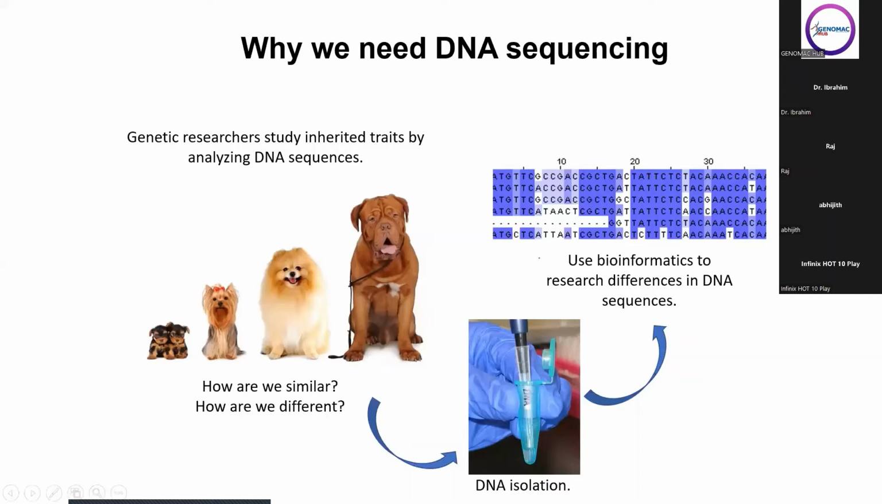If you see on the left side, there's a variety of dogs. We want to understand the difference between these Poms and these Labrador or German Shepherd. To understand the differences and similarity, we need to isolate the DNA and do the sequencing. After that, we see the changes base pair wise among all these four species, and we can infer why they are different from each other.